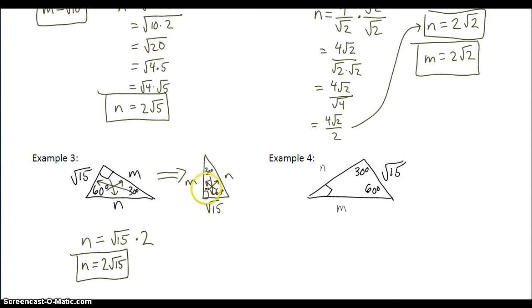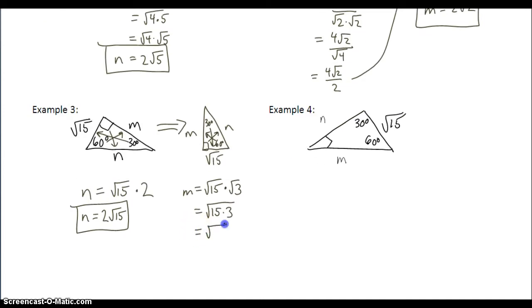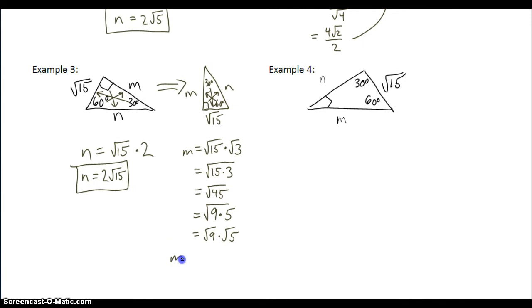Now to go from my shortest side to my middle side, to figure out m, I'm going to take my shortest side, the square root of 15, and multiply by the square root of 3. At this point, I need to simplify my two square roots. This turns into the square root of 15 times 3, which is the square root of 45. Now the square root of 45 can also be simplified. 45 is divisible by 9 and 5, which simplifies down to 3 square roots of 5.